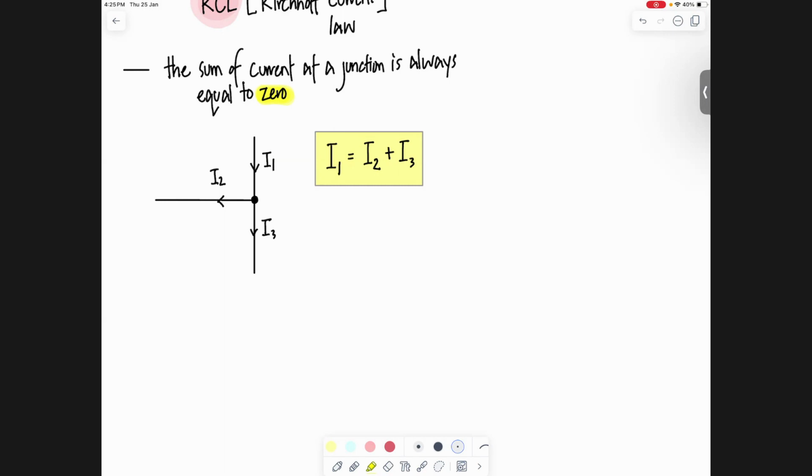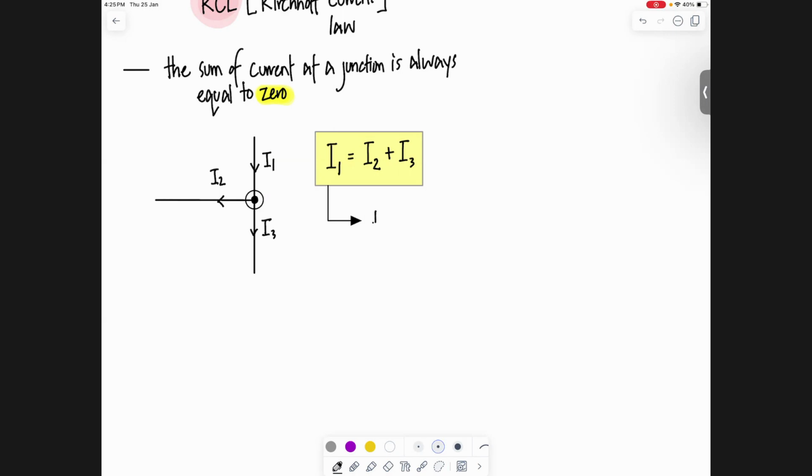Charge. So if x amount of current enters a junction, what amount of current should leave as well? The same amount. But that's not the definition. Look at the definition: the sum of current at a junction is always equal to zero, right? What does that mean? That is actually just an extension of this, and I'll explain what it means. So if I find all the current entering the junction, what will happen?